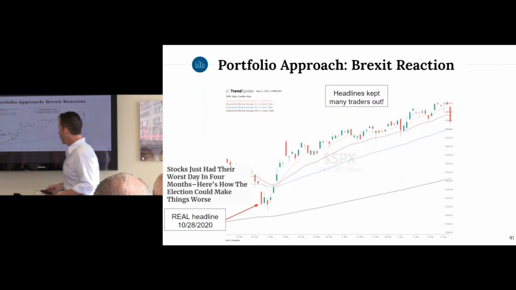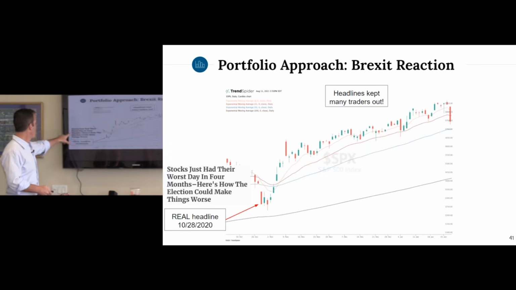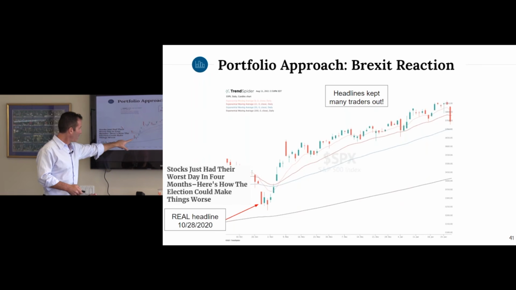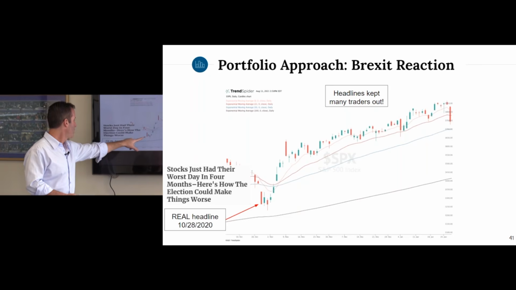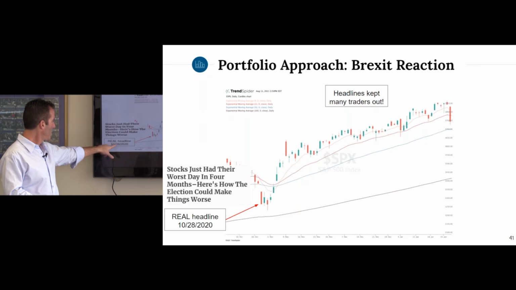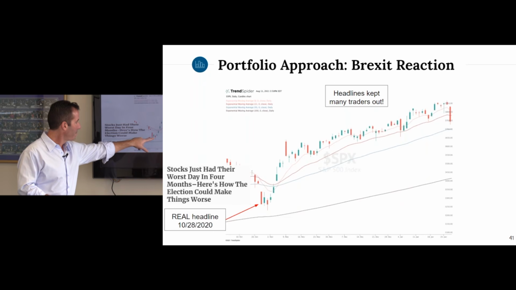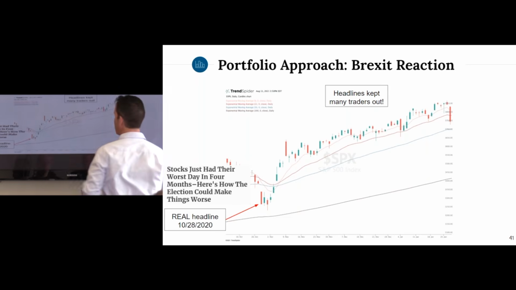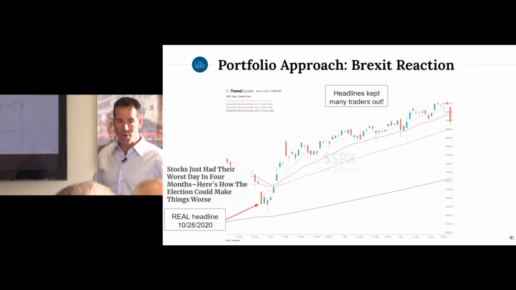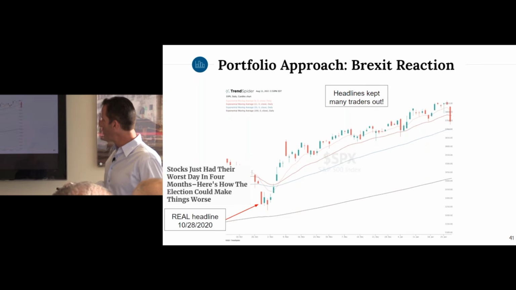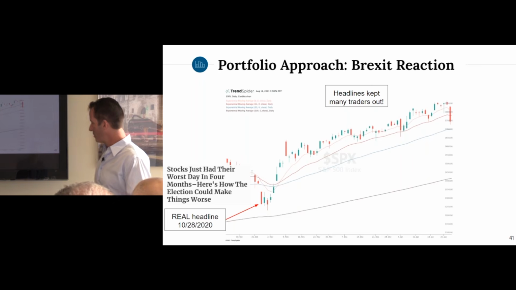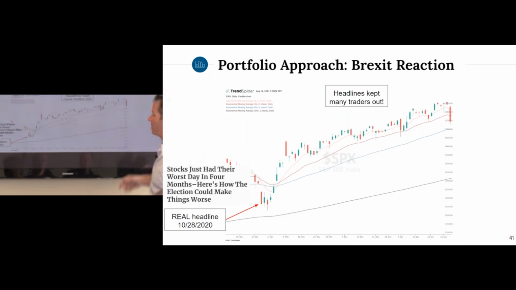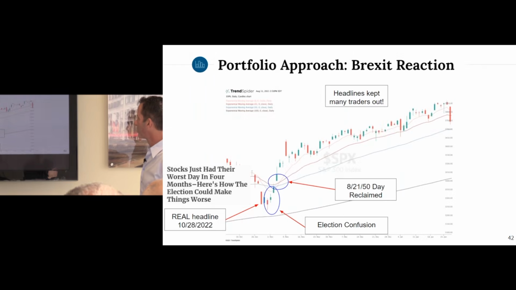So this was where all those headlines were. Stocks just had their worst day in 4 months. Here's how the election could make things even worse. So we did break below the moving averages. That was all those headlines in October of 2020. And then what happened? We took back the 8 and 21 one day, and you had a nice trend. So for those people who said there's no way the market's going to go up after the 2020 election, it went up. Below the moving averages, you're tactical, above and holding, that's another nice trend. It's happened a lot of times.